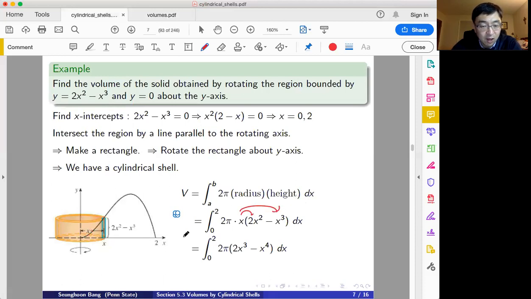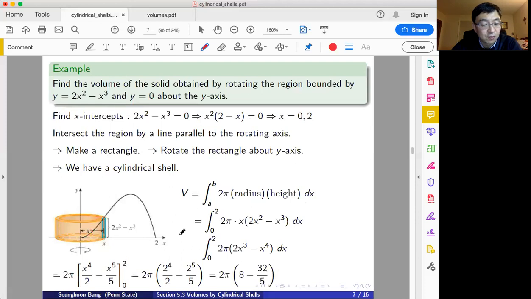Next, find the antiderivative. Plug in 2 and 0. We have this result. Simplify. We have 16 over 5 pi. This is the whole idea for solving this problem. Is it good?